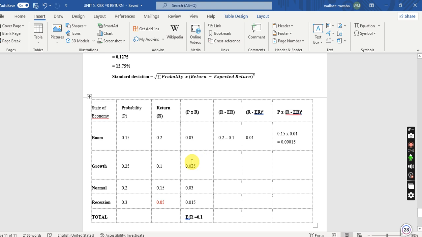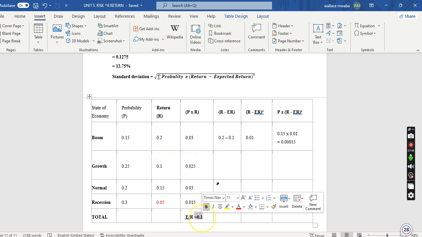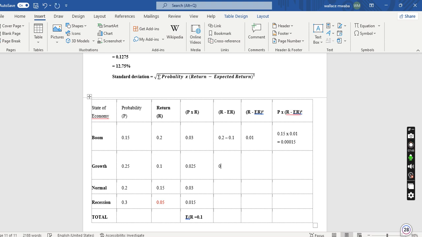For growth, return 0.1 minus expected return 0.1, you get 0. Zero squared is 0. 0 times the probability of 0.25 is 0.